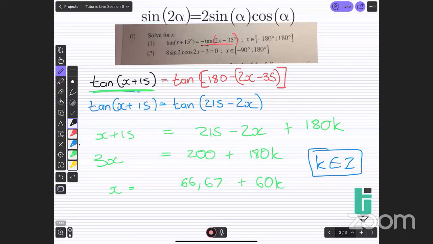No, 360 minus the original 2x minus 35. But then you're not accounting for the negative. I am. Tan is negative in the fourth quadrant, that's why I did that. But if you say tan of 360 minus, that is positive. If we say 360 minus 215 minus 2x, then we get 145. What was your answer that you got?